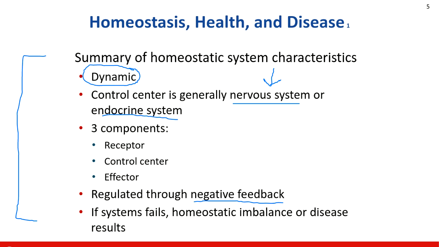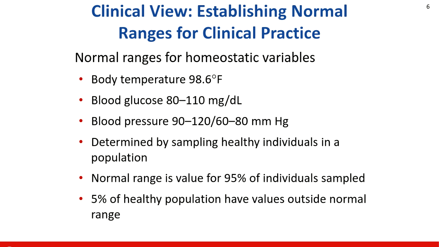So what happens when you're out of that homeostasis or you fall out of that homeostatic imbalance? You get disease. You're sick, or you have some sort of condition. Okay? So here's just an example of some of those clinical practice normal ranges that we see. All right, I talked about body temperature already. Blood glucose, there's another one. 80 to 110. So your body's always going to try to keep the blood glucose levels in that range there.